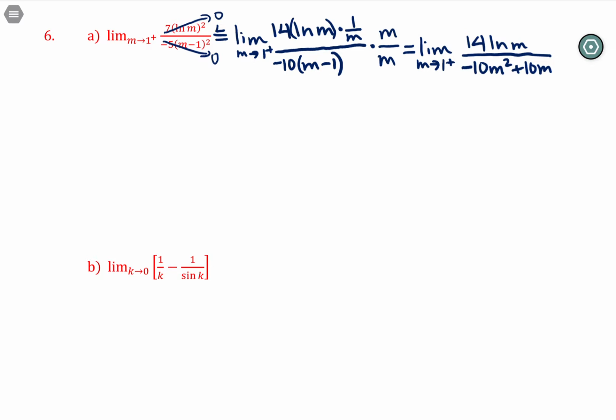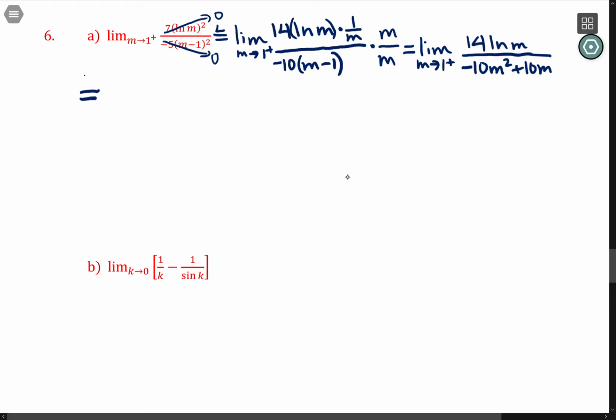But this is not a definite undefined. This is just still indeterminate. So I'm going to apply L'Hopital's rule again. But remember, really check closely. If you're doing this and you don't actually have a 0 over 0 or infinity over infinity form, this is going to give you nonsense.